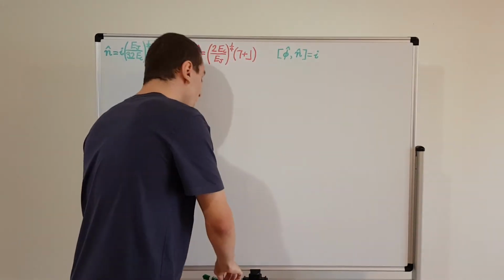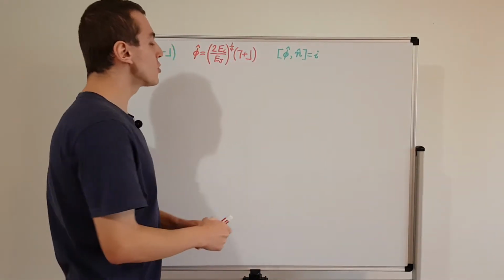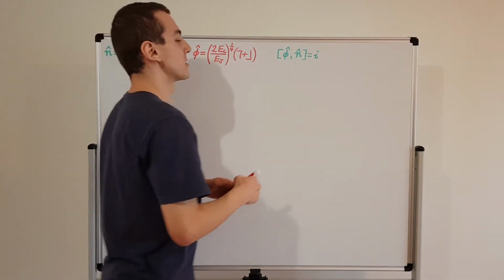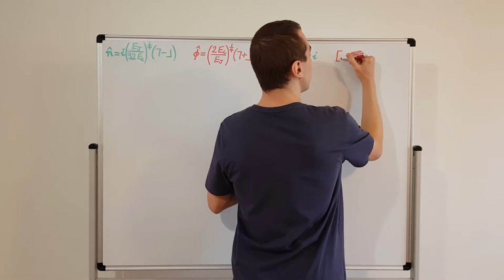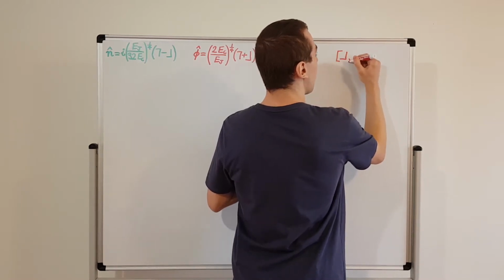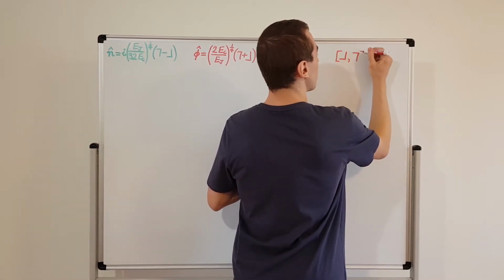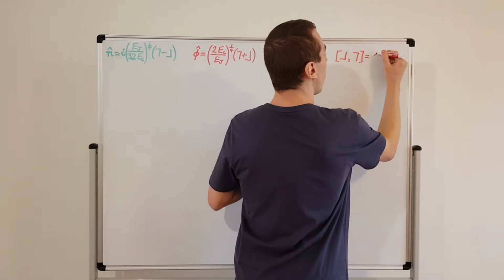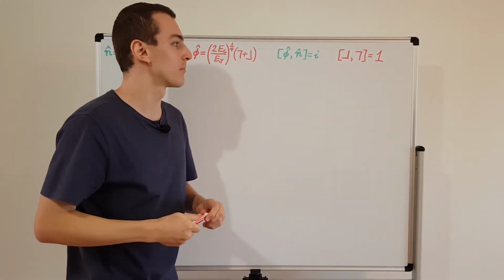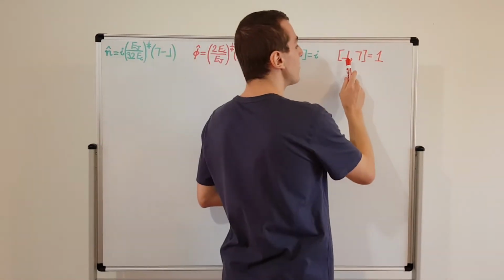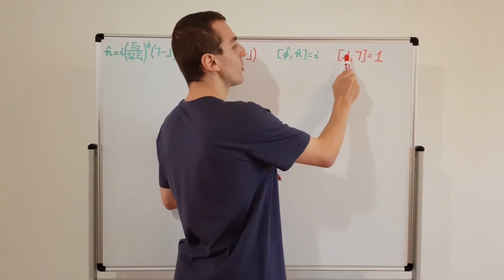One more thing that I want to write up here is the commutation relation between these operators. If we take the commutator of the annihilation operator and the creation operator, that gives 1, or you can think of it as the identity operator. So it's important to have this order. This ordering is very important.